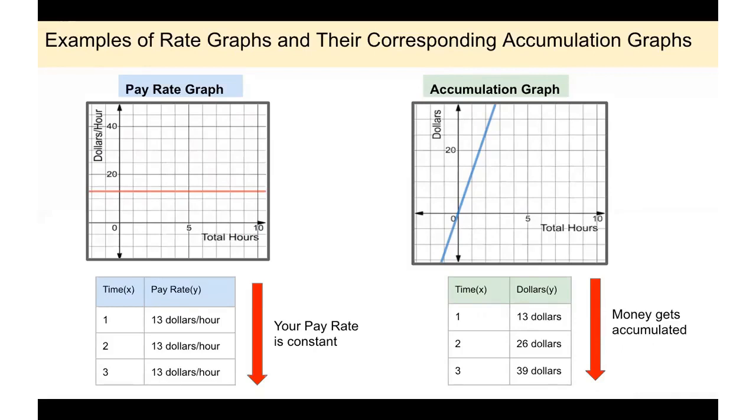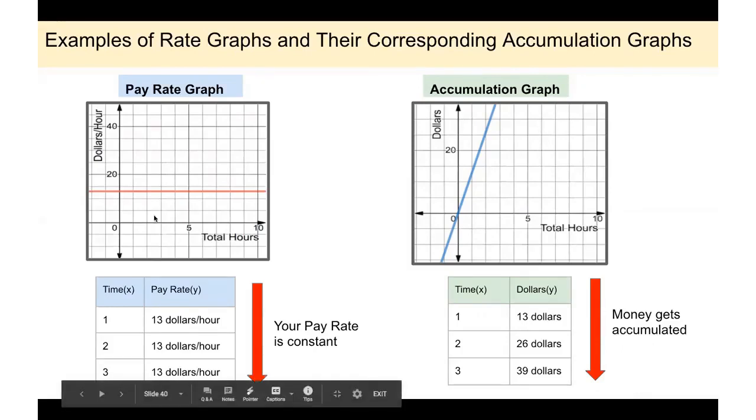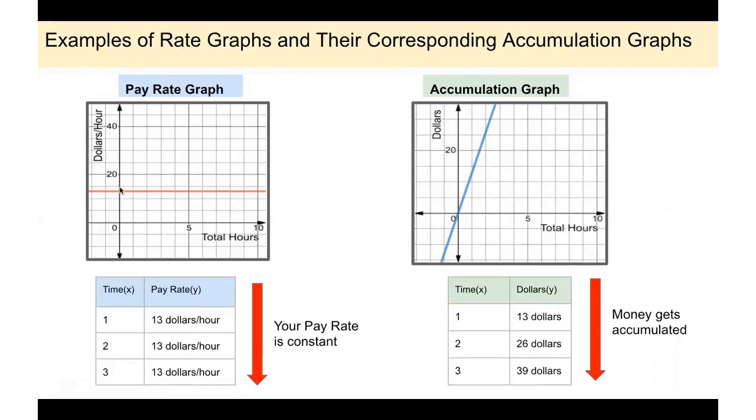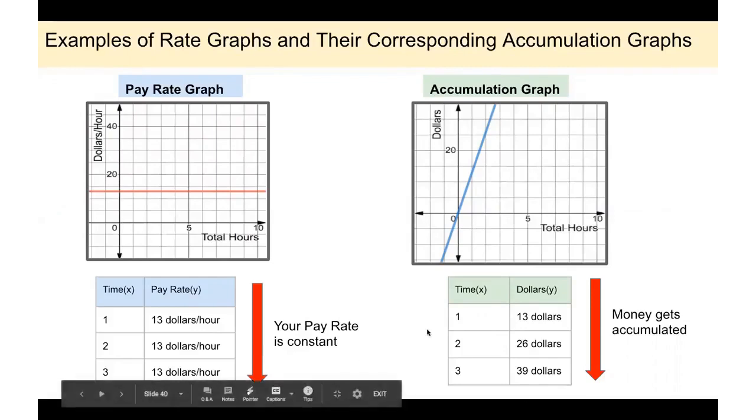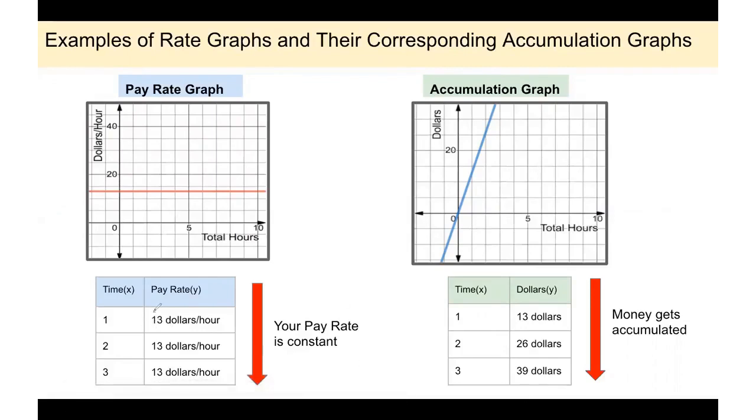This right here is a pay rate graph. So in this example, I know it's hard to see because the line is going through an in-between here. This is counting up by fives, but if you look at the table, it gives you more information. So basically, you're getting paid $13 an hour. So this horizontal line is intersecting the y-axis at 13. So this is like that.